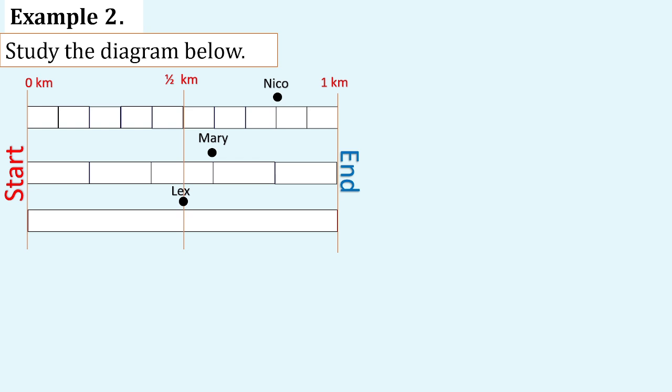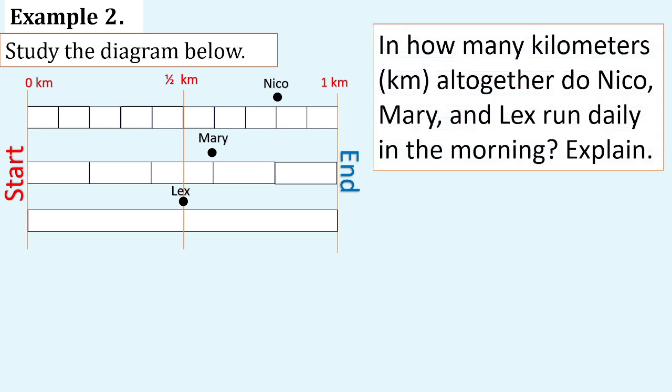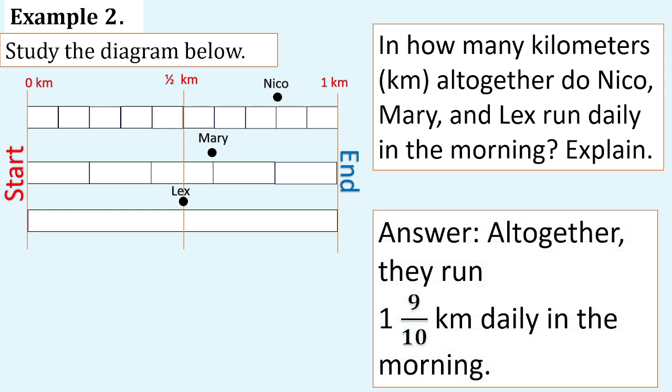Example 2. Study the diagram below. In how many kilometers altogether do Nico, Mary, and Lex run daily in the morning? Explain. Answer. Altogether, they run 1 and 9/10 kilometers daily in the morning, because Nico runs 8/10 kilometer, while Mary runs 3/5 kilometer, and Lex runs 1/2 kilometer.